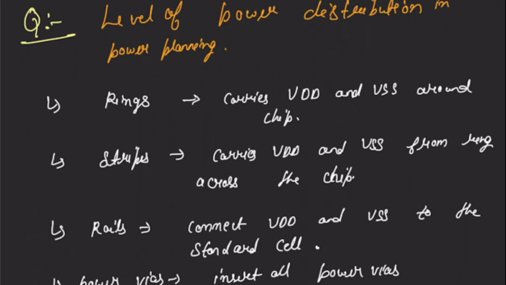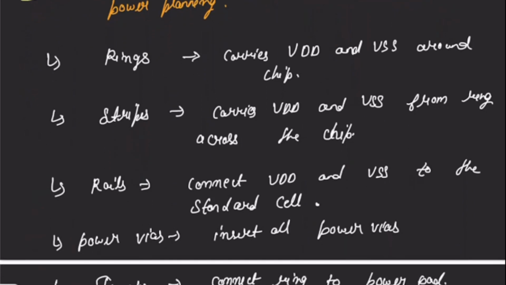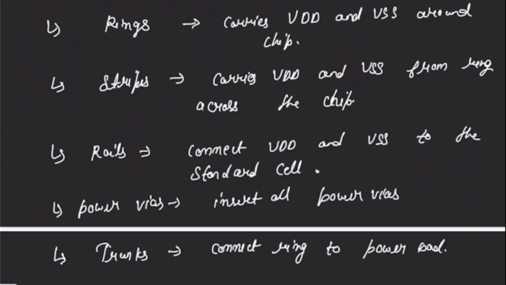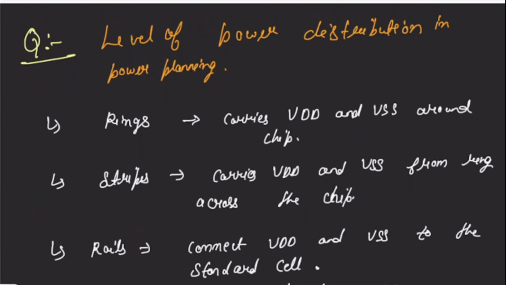And then there are stripes. They carry the VDD and VSS from the ring across the chip. And rails. Rails connect VDD and VSS to the standard cell. Next is power wires. Insert all the power wires. Next one is stripes. Connect the ring to the power pad. So these are the levels of power distribution in power planning.